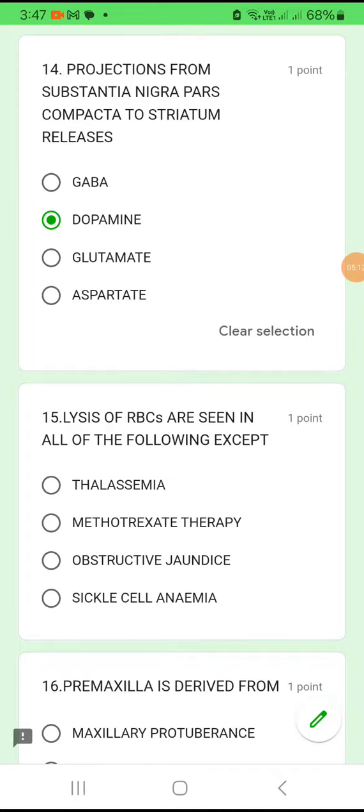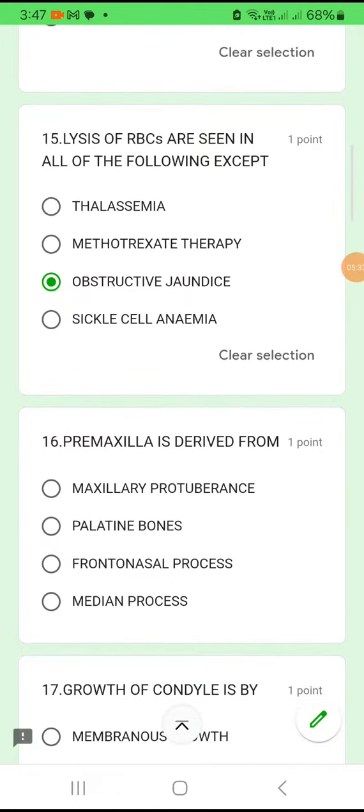Question number 15. Lysis of RBCs is seen in which of the conditions? Except is asked. Lysis of RBC is present in thalassemia? Yes. In methotrexate therapy? Yes. In sickle cell anemia? Yes. Lysis of RBC is not present in obstructive jaundice. So option C will be the answer.